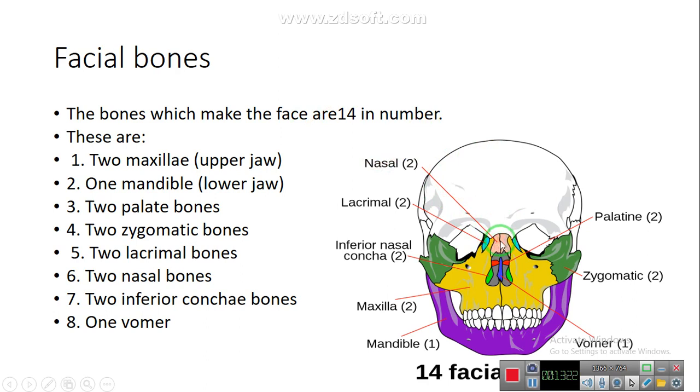2 inferior concha bones or concha, this parrot green part, and 1 vomer, this dark blue part. So these are the 14 facial bones which make up the whole face.